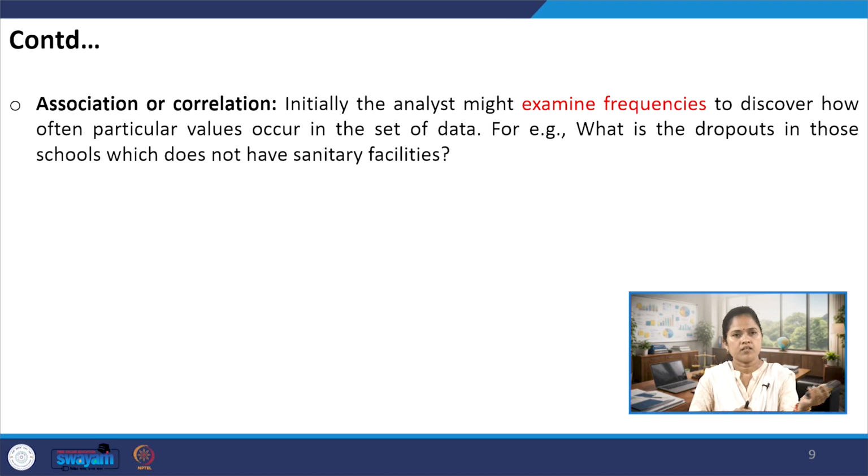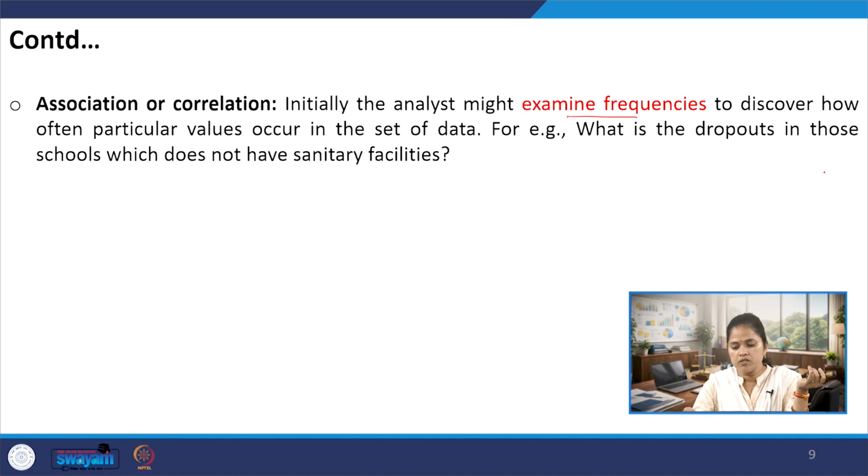Okay, then the other form of the analysis would be the association or correlation analysis. So these are also part of statistical analysis. So initially maybe the policy analyst might be interested to examine the frequencies, that is, how often a particular thing happened. Okay, and the objective is to discover how often particular values occur in a particular set of data.